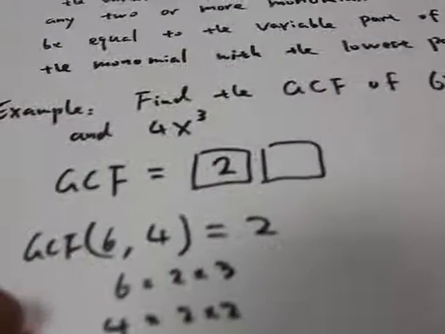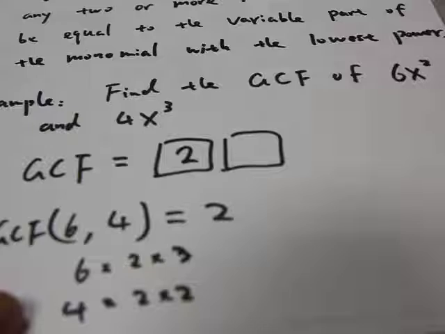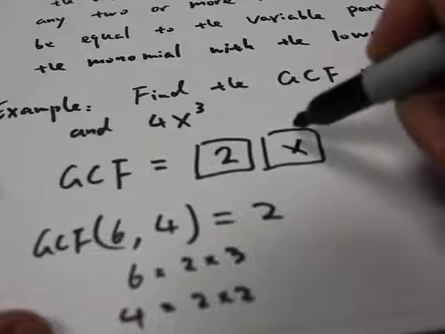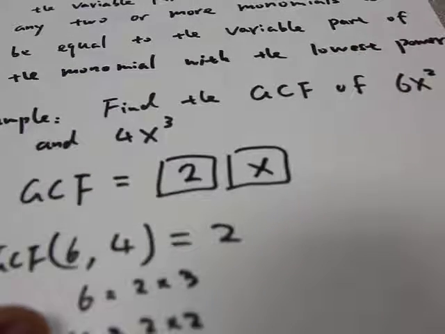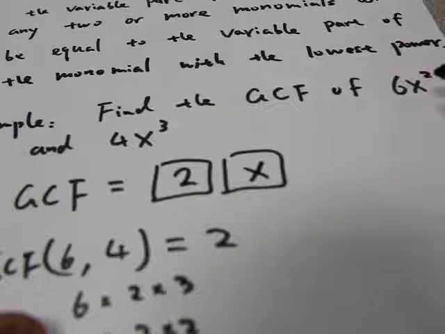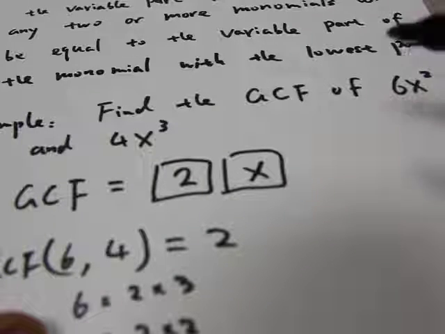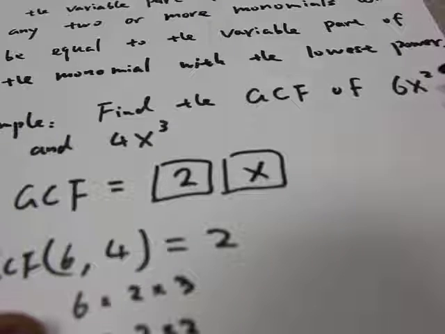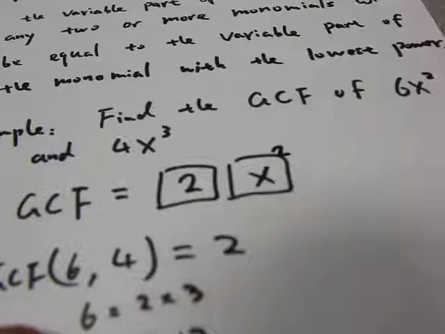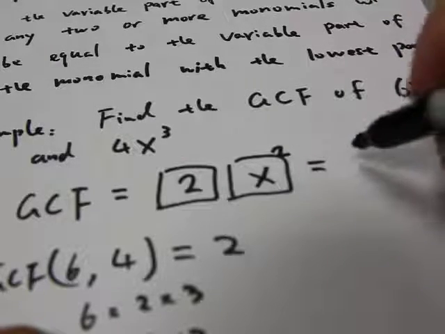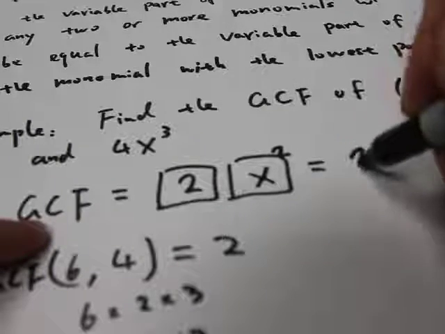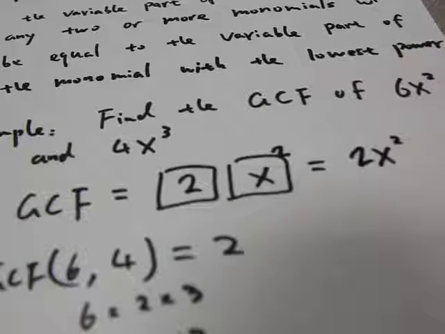Okay, now let's do the variable part. Now both of them have the same variable x, but the exponent is different. One is 2, one is 3, right? So 2 and 3, which one is the lowest? 2 is the lowest, right? So the exponent is 2. So the greatest common factor of these two monomials is 2x squared, right?